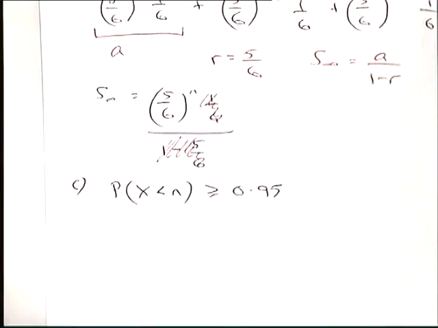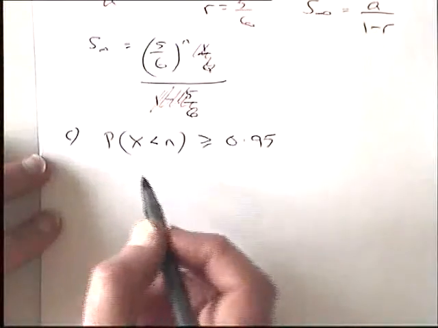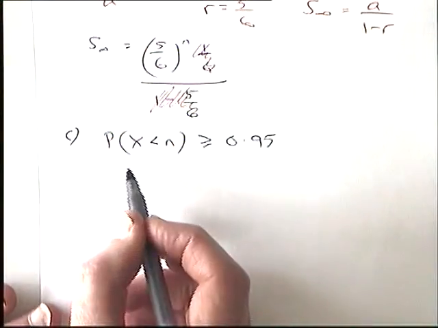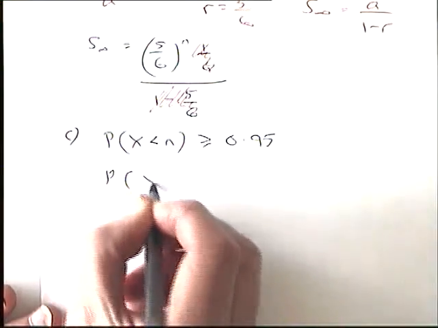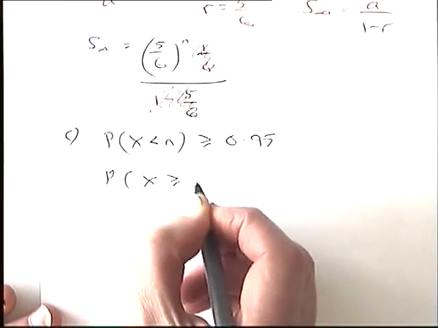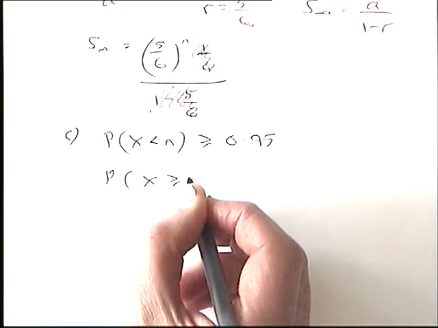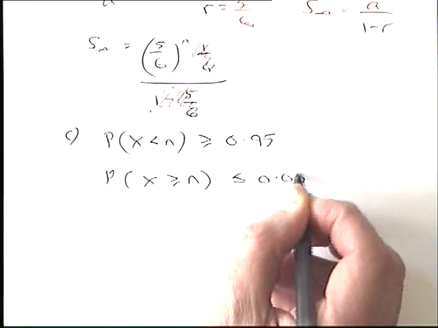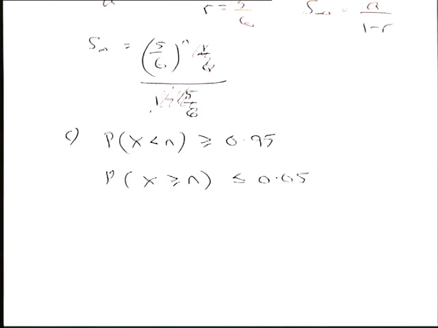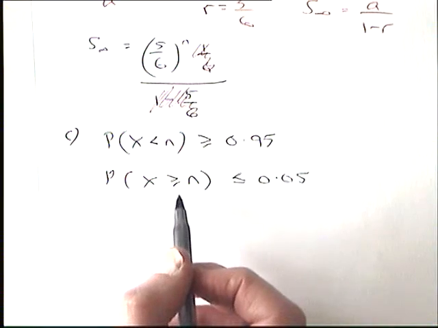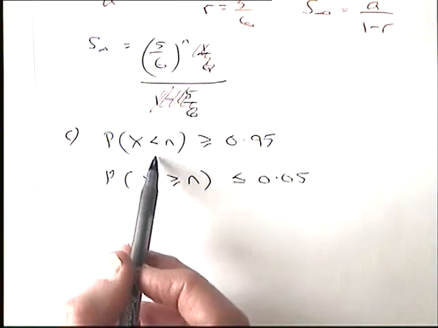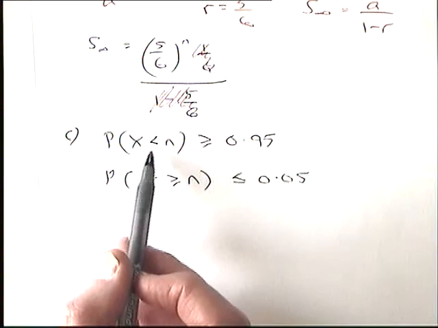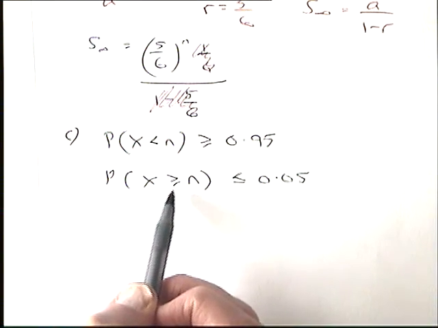Now, what's the opposite of this? X is greater than or equal to n, which is less than 0.05. So switching it around and doing the opposite, we get that. You put less than or equal to. Sorry, why do we have equal to? The opposite of less than n is n or more than n. So that's why I've got it over there.